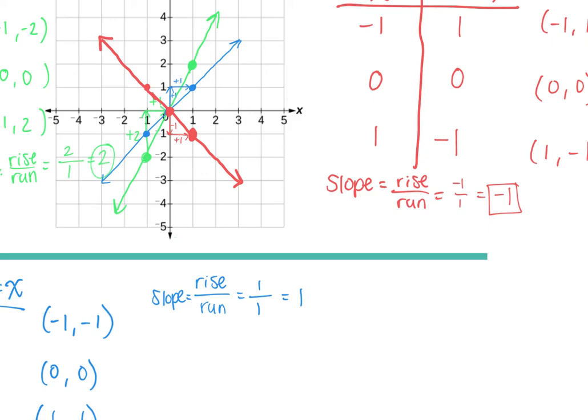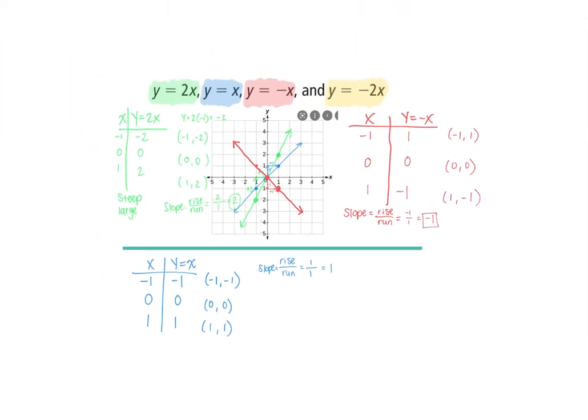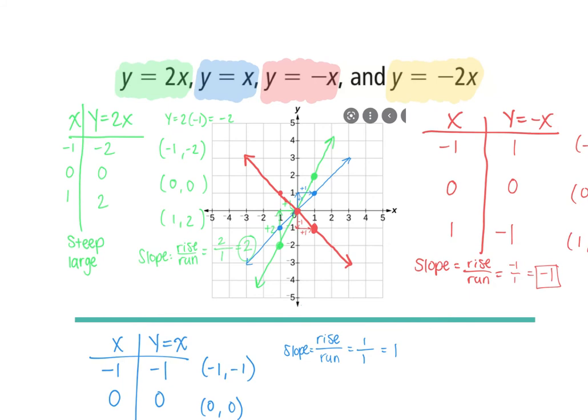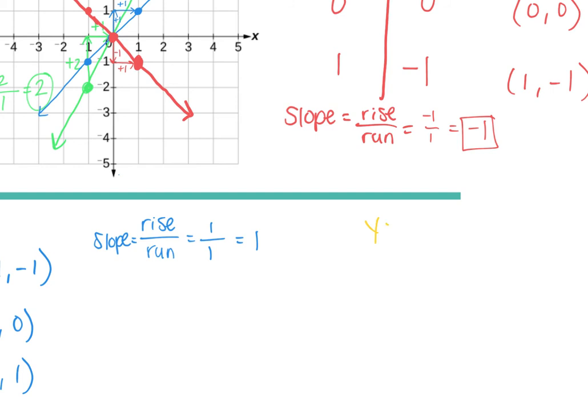Okay, guys, we're almost there. Last one. Bear with me, okay? The yellow one. Let's do the yellow one, okay? Here we go. So, in the yellow graph, we've got y equals -2x. Let's plug in those same x values. They were -1, 0, and 1.